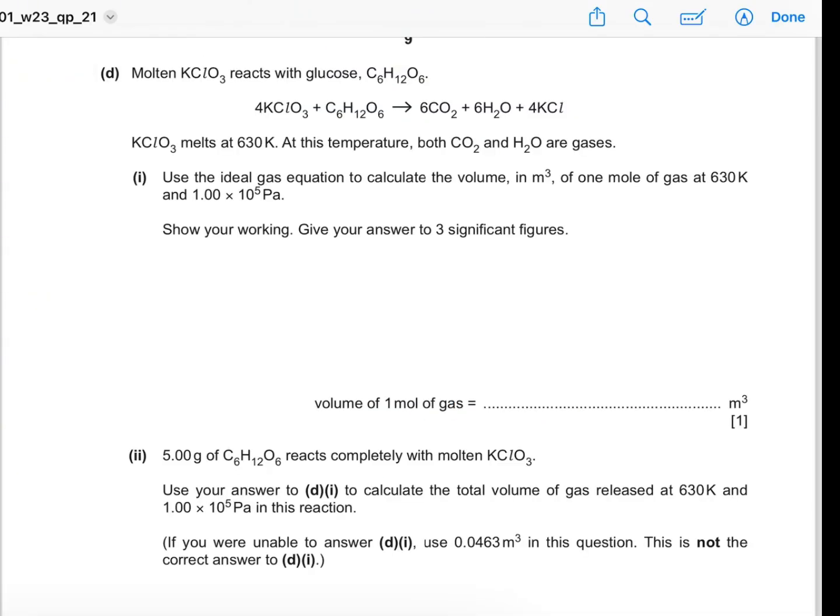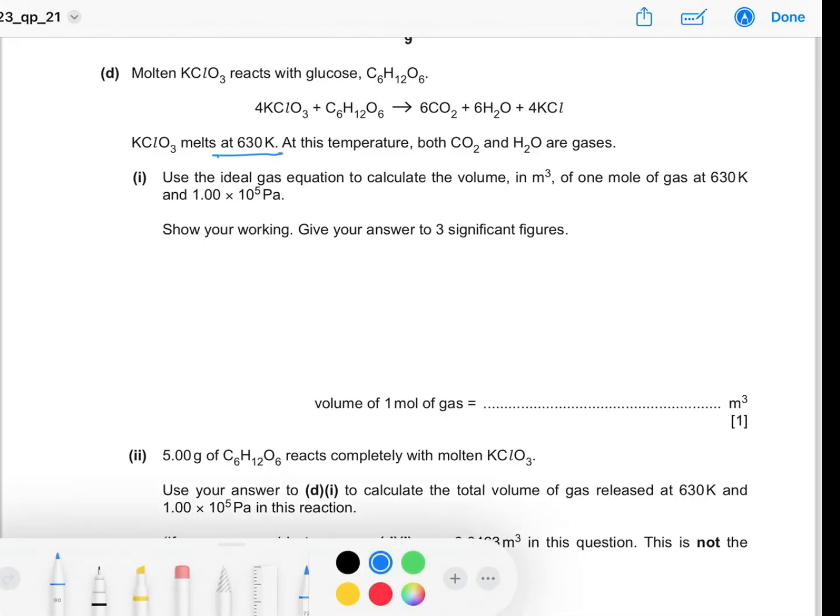Molten potassium chlorate reacts with glucose. It melts at 630 Kelvin. At this temperature, both carbon dioxide and water are gases. Use the ideal gas equation to calculate the volume in meter cube of 1 mole of gas at 630 Kelvin and 1 times 10 to the power 5 pascals. Show your working. So this is a simple question of 1 mark.